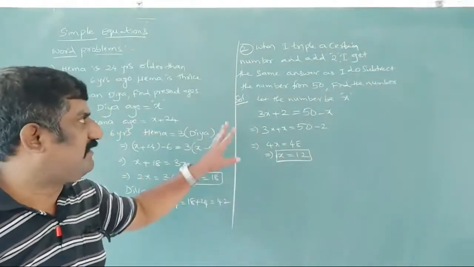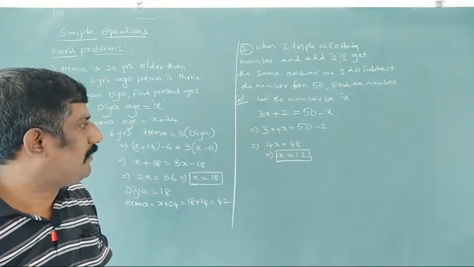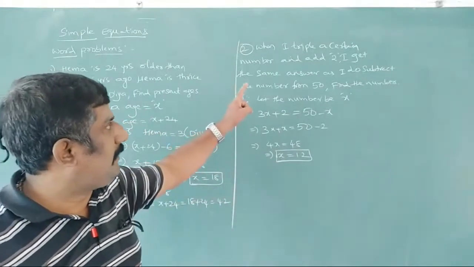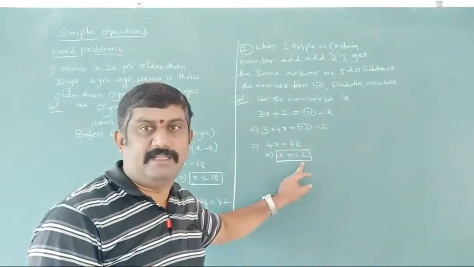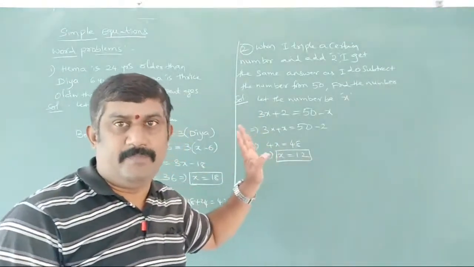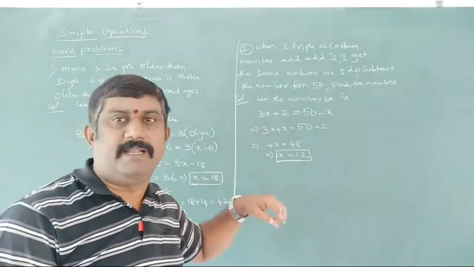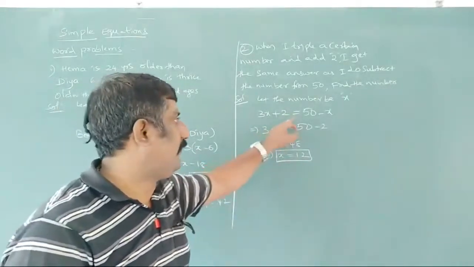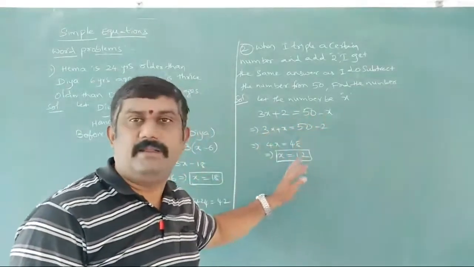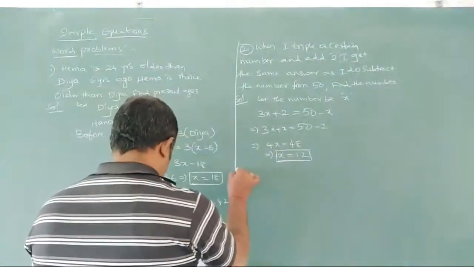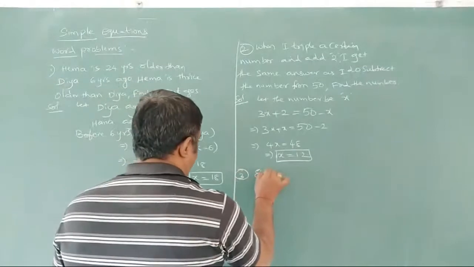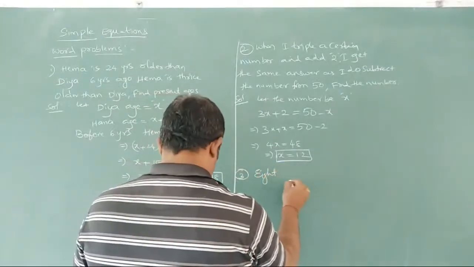Just check whether it is correct or not. I am tripling and adding 2. So 12 threes are 36 plus 2 is 38. Now what are you doing? We are subtracting 12 from 50. So 50 minus 12 is again 38. So the answer is correct. Next, let us go with third problem.